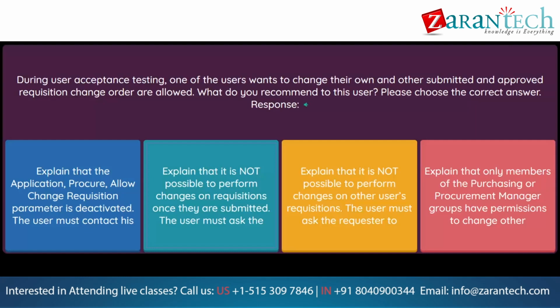The user must ask the. Option 3, explain that it is not possible to perform changes on other users' requisitions. The user must ask the requester to. Option 4, explain that only members of the purchasing or procurement manager groups have permissions to change other.